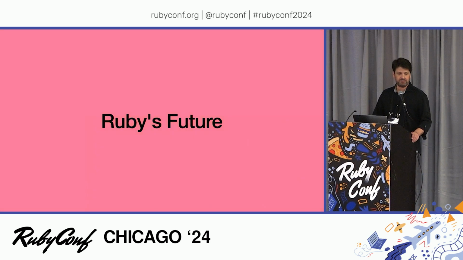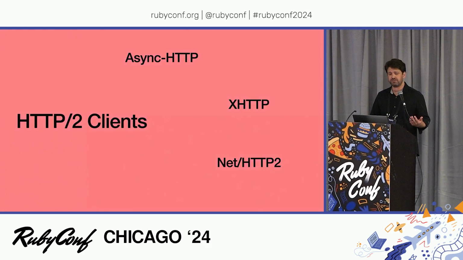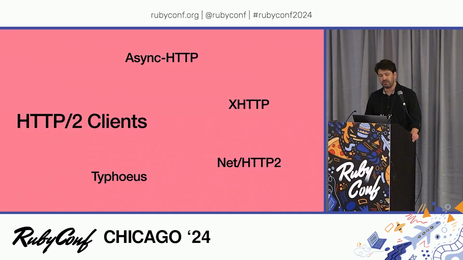So let's take a look at Ruby's future. We have async-http, a great HTTP2 client. So if you want to send from the Ruby side to a server, we have good clients. HTTPX, pardon my inversion there, and net-http2 use Ilya Grigorik from Google's seminal work in Ruby, natively implementing HTTP2 in Ruby. Very cool project. And then Typhoeus actually uses libcurl under the hood to be able to do HTTP2, even if we don't have a Ruby implementation.